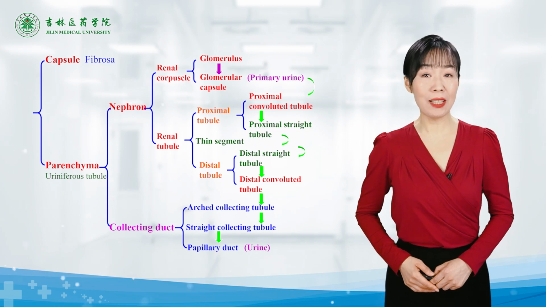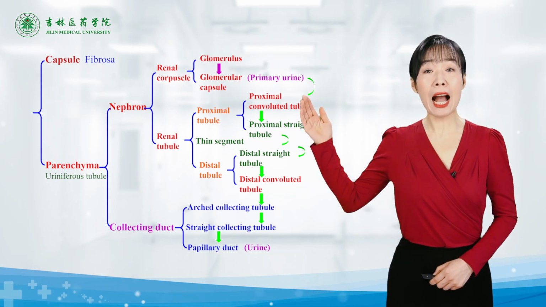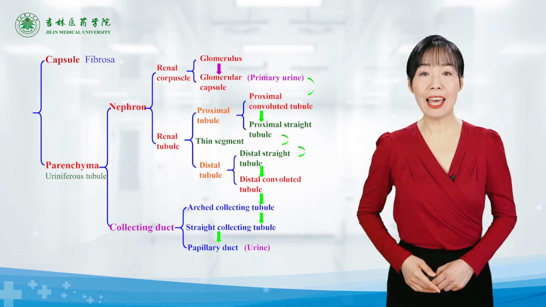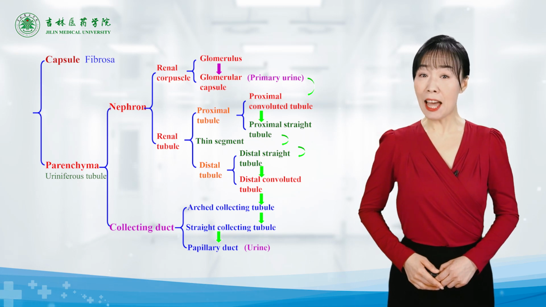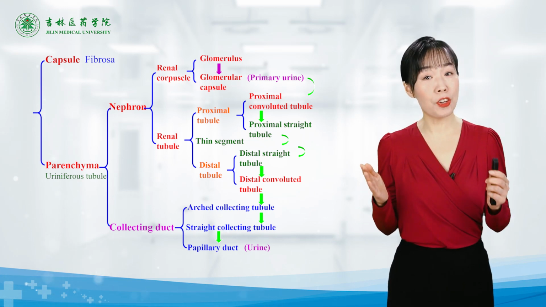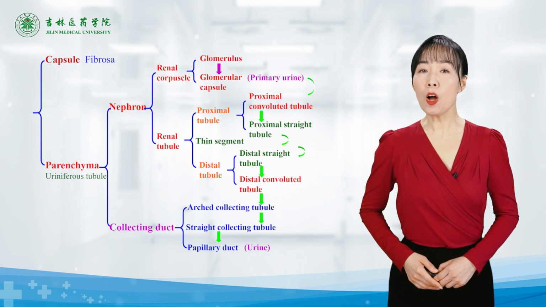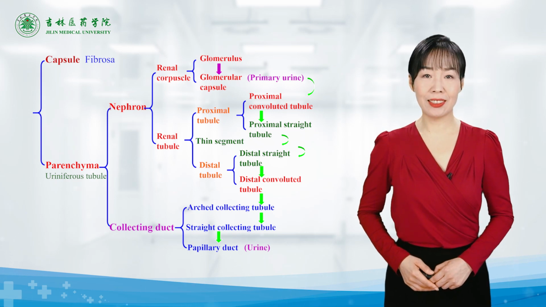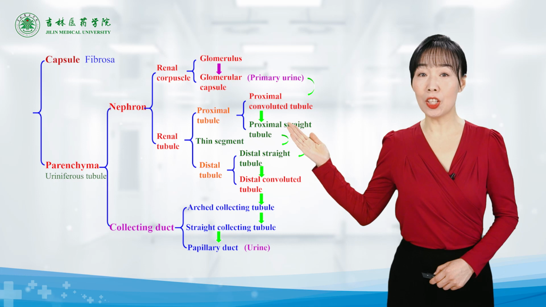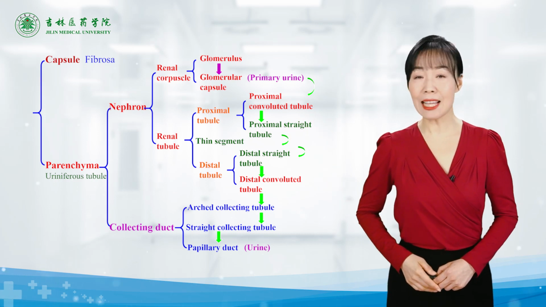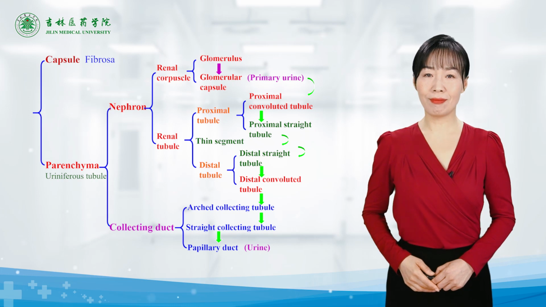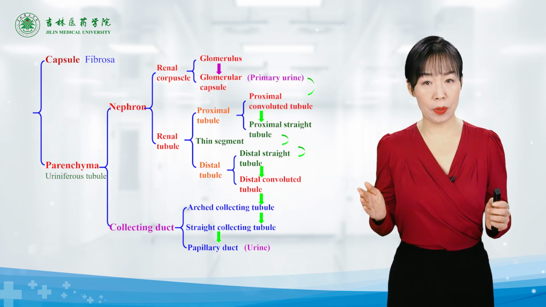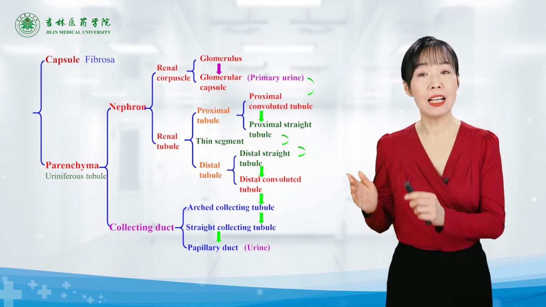Now let's look at the composition of the kidney. The capsule is fibrous. Parenchyma is composed of nephrons and collecting ducts. The nephron consists of renal corpuscle and renal tubule. The renal corpuscle consists of glomerulus and glomerular capsule. The renal tubule includes proximal tubule, thin segment, and distal tubule. Collecting duct includes arched collecting tubule, straight collecting tubule, and papillary duct.